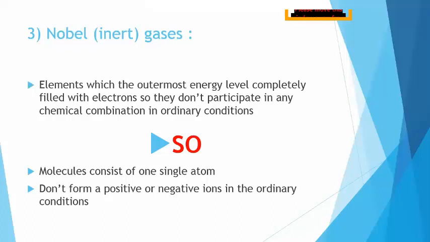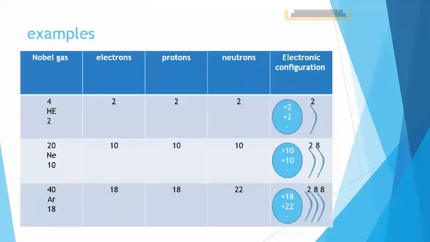As a result, these elements don't gain or lose electrons, so they don't form positive or negative ions in ordinary conditions, such as helium 2,4. Helium contains 2 electrons, 2 protons and 2 neutrons. So it is completely filled with electrons, and this is a special case, completely filled with 2 electrons in the first energy level K. A second example, neon 10,20, contains 10 electrons, 10 protons, 10 neutrons.